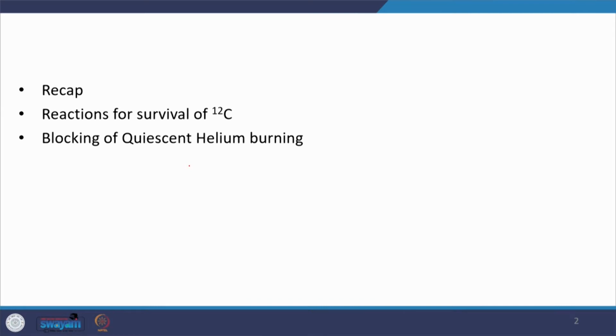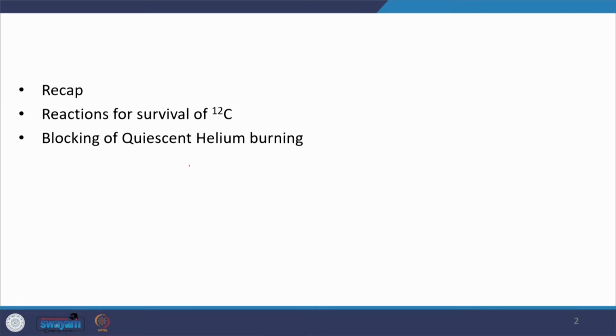So, last lecture we discussed the creation of carbon 12, and in today's lecture, the survival of carbon 12. All right. So, what are the nuclear reactions which play an important role in the survival of carbon 12, and then the blocking of quiescent helium burning.